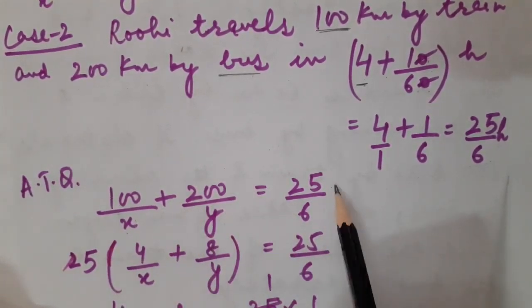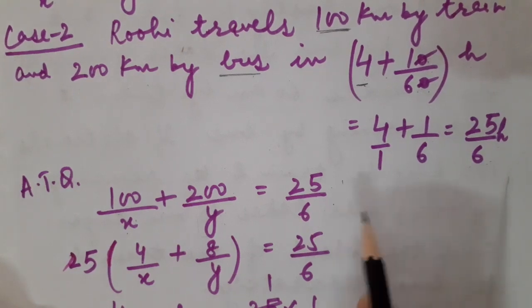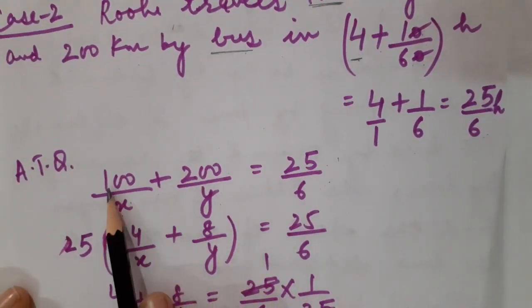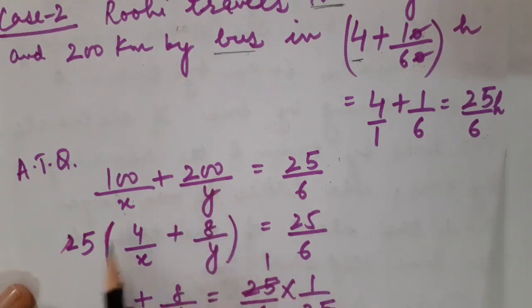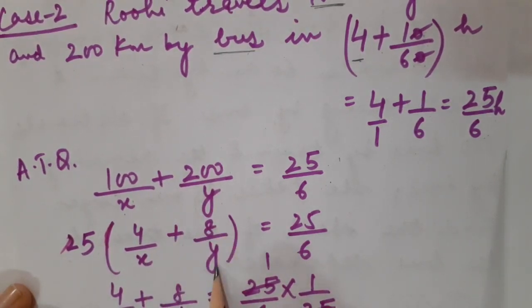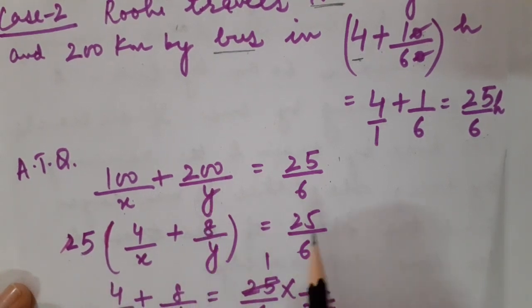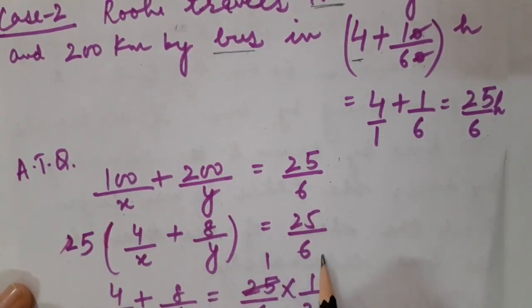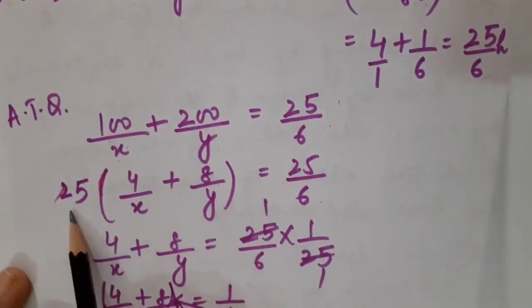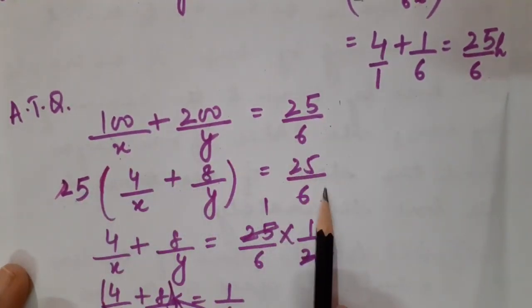That is 25 upon 6. Clear, children? Now from the left hand side I am going to take 25 as common. It would become 4 upon x plus 8 upon y, because 8 into 25 will give you 200. Right? Is equal to 25 upon 6. This 25 I have taken on the right hand side.